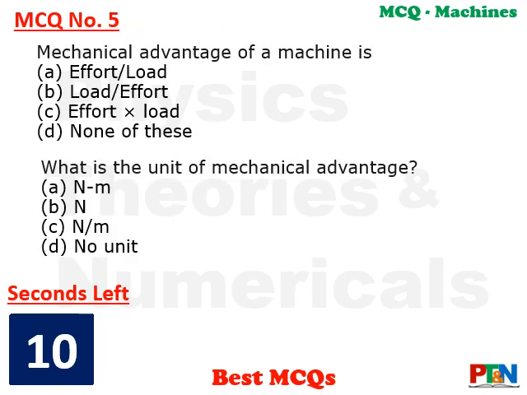Next MCQ. This is the mechanical advantage. Mechanical advantage of a machine is the ratio you need to find out. And what is the unit of mechanical advantage? There are two MCQs. Your timer for 10 seconds starts now.